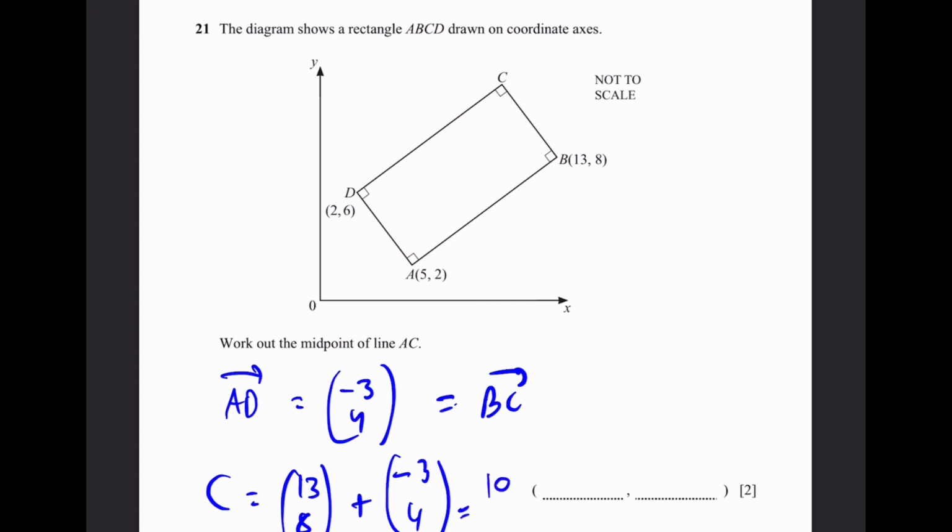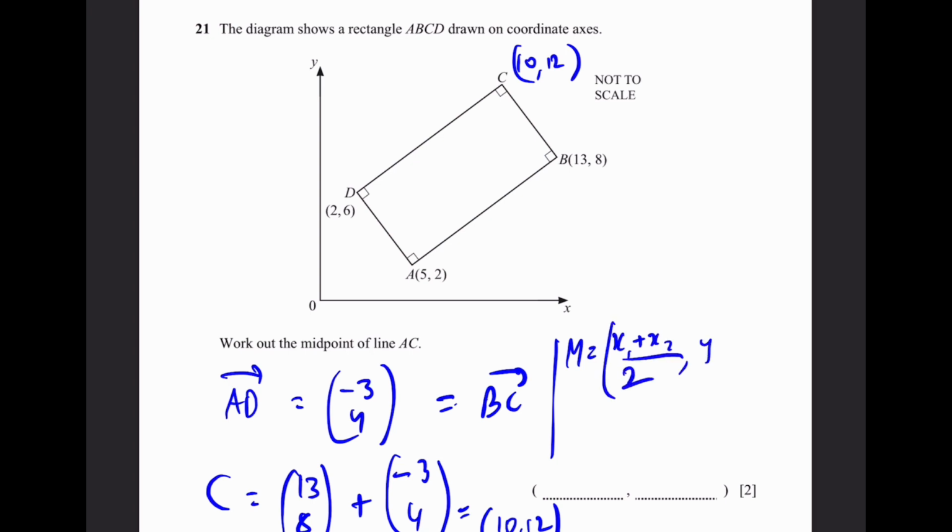So that'll be 10, 12. And in this case, it's in point format. Yeah, I have to write it as a point. So 10, 12. Now the midpoint is equal to x1 plus x2 over 2, comma, y1 plus y2 over 2.